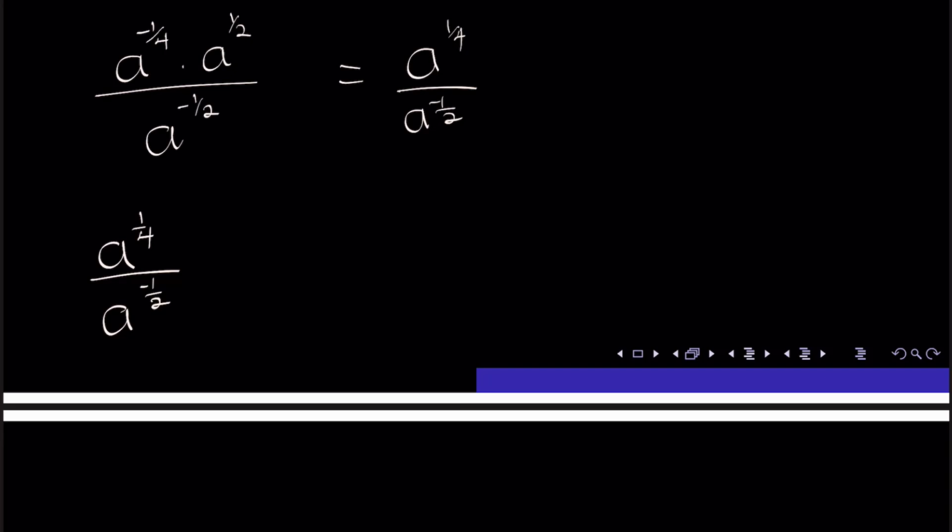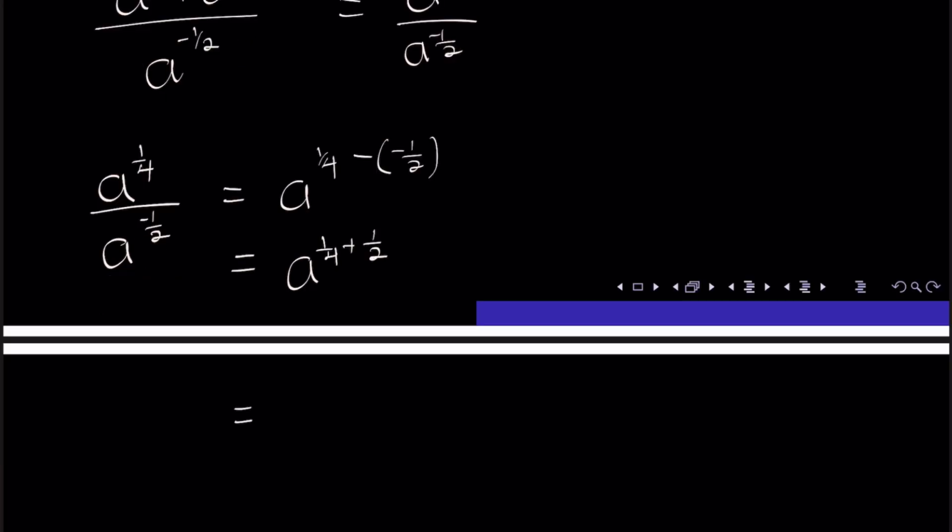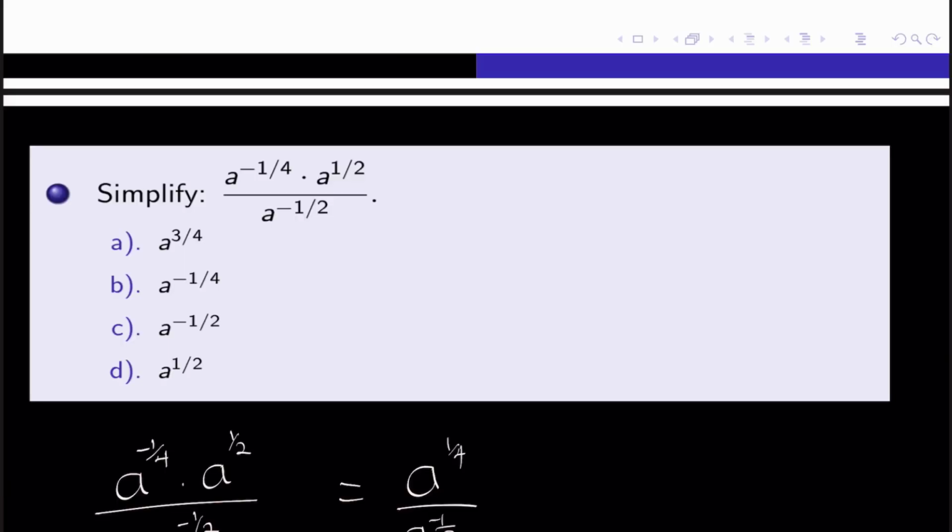We will now solve for this part. Now we have the bases to be the same and they are dividing, so we are going to subtract their exponents. So that's a exponent 1 over 4 minus minus 1 over 2. So that's, we're going to have a exponent 1 over 4 plus 1 over 2. Thus, we are going to have a exponent 3 over 4. And so the correct option is option A.